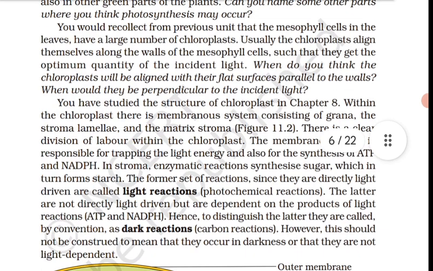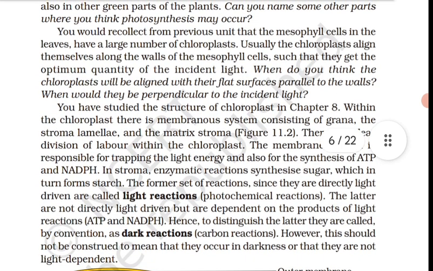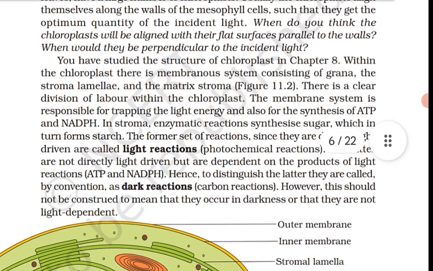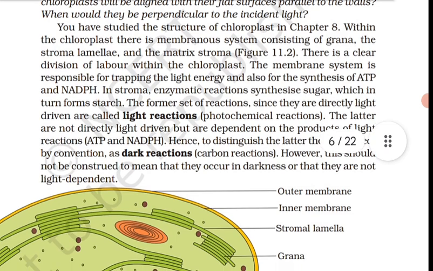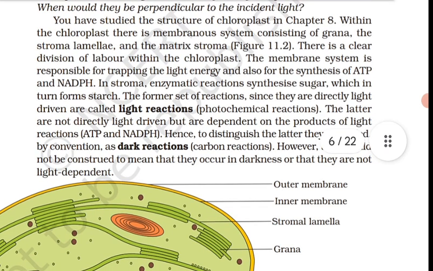A milestone contribution to the understanding of photosynthesis was that made by the microbiologist Cornelius Van Niel, 1897 to 1985. You don't need to remember these years; questions on years have never come. Based on his studies of purple and green bacteria, he demonstrated that photosynthesis is essentially a light dependent reaction in which hydrogen from a suitable oxidizable compound reduces carbon dioxide to carbohydrates.